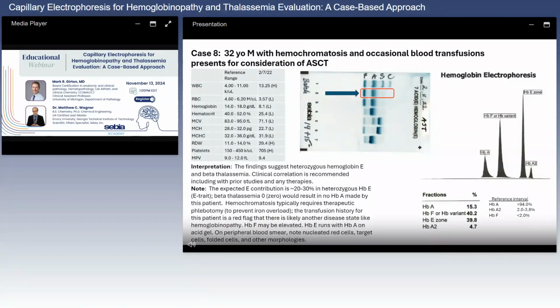And on peripheral smear, we saw the nucleated cells and target cells, folded cells, and other morphologies, which goes along with E beta thal 0. And then just lastly, to tie this one up, in case it wasn't very obvious, the hemoglobin A here is likely from transfusion, not from the patient's own production.